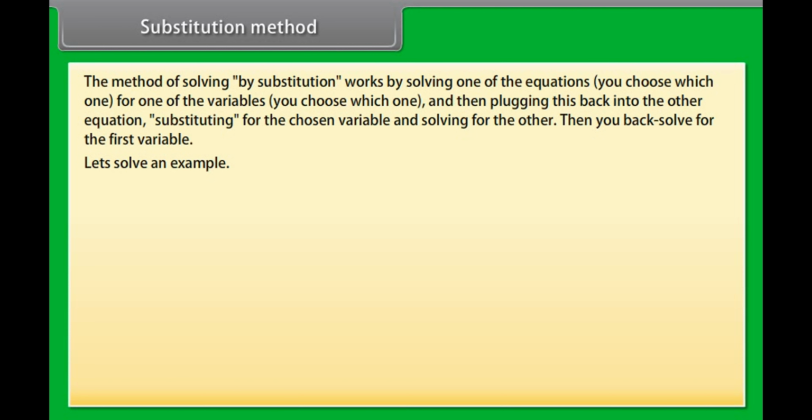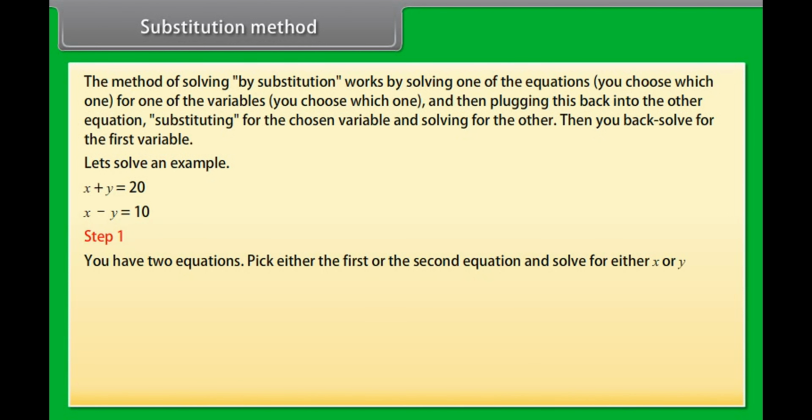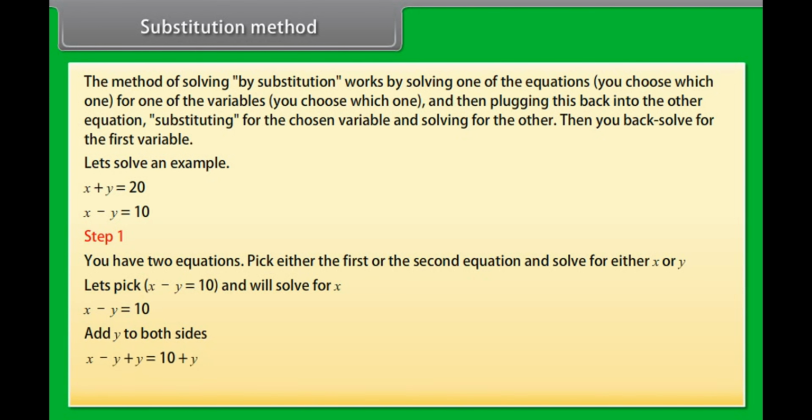Then you back solve for the first variable. Let's solve an example. x plus y is equal to 20. x minus y is equal to 10. Step 1. You have two equations. Pick either the first or the second equation and solve for either x or y. Let's pick x minus y is equal to 10 and we'll solve for x. Add y to both sides. x minus y plus y is equal to 10 plus y. x is equal to 10 plus y.